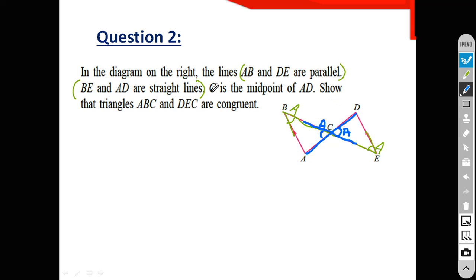And then we go to the last one. C is the midpoint of AD. So C is the midpoint, means that C is in the middle, and it will cut into two equal parts. So AC here is equal to CD here. Okay, so the sides are the same. So S.